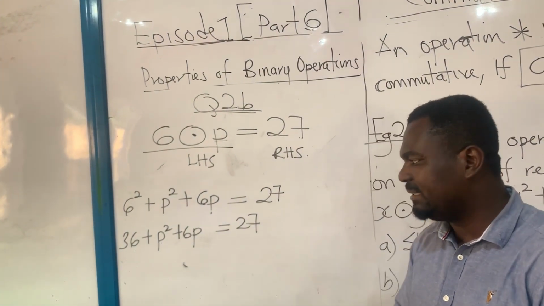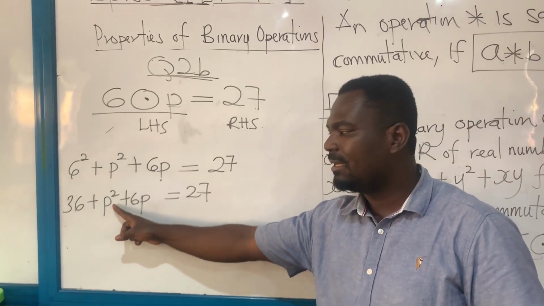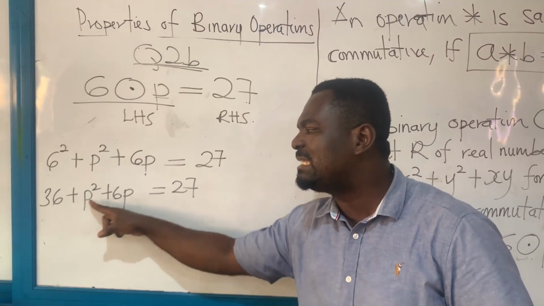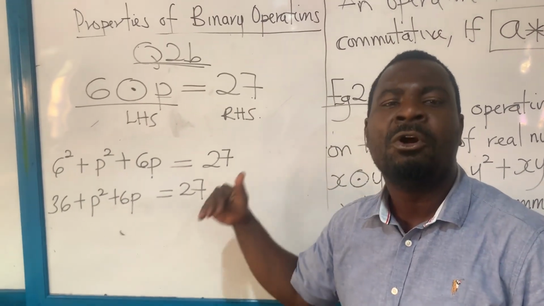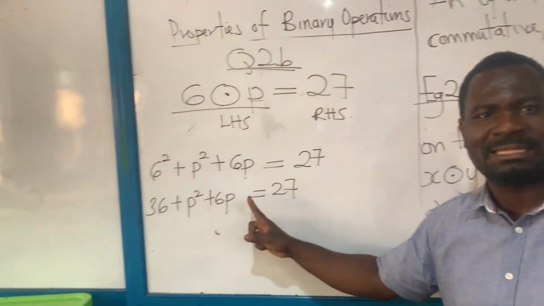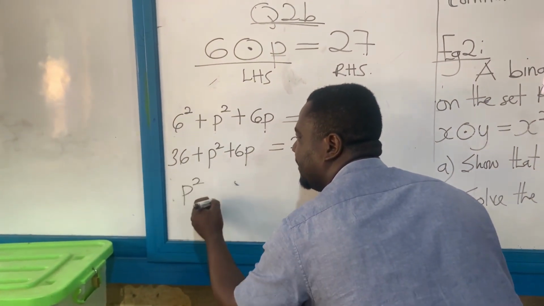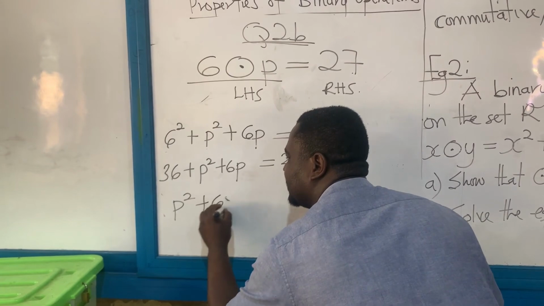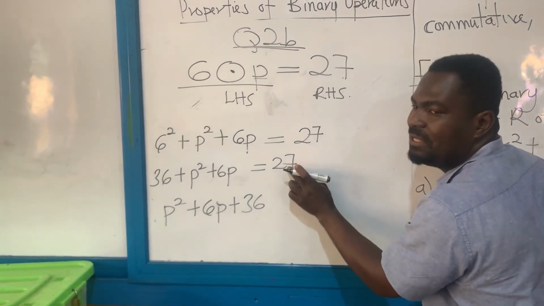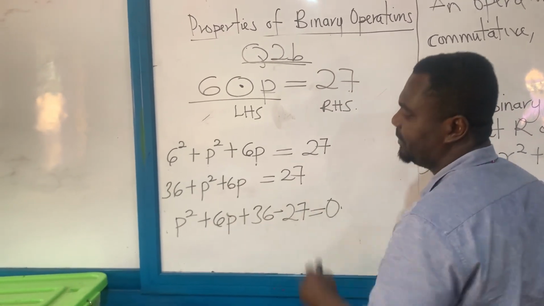Looking at the equation, there is a term which is a quadratic. We have a quadratic term here, so meaning we have to arrange this equation in the form of quadratic equation. So it's going to be, say, P squared plus 6P plus 36. When you move the 27 to your right, it's going to be negative 27 equal to 0.